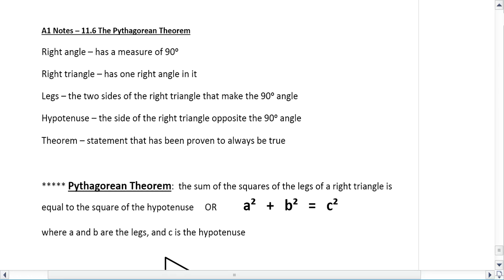This video is for Algebra 1, Chapter 11, Section 6, titled The Pythagorean Theorem. But this section really has three parts. In addition to Pythagoras, we will be looking at the distance formula and the midpoint formula.